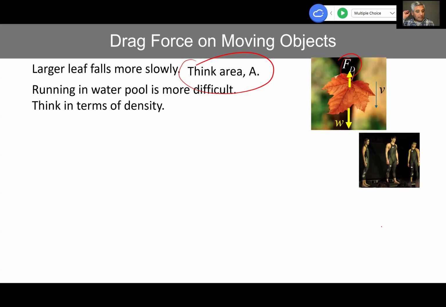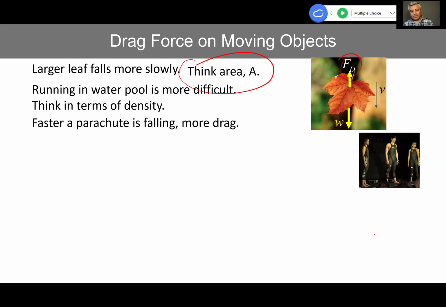Another thing is that running in water is more difficult than running in air. Why? Because water is more dense, okay? The larger the density, the larger the drag. We'll talk more about density in another chapter. For now, if you have two objects of the same size, but one is heavier than the other, then the one that is heavier, we say it's more dense. So that's how we use density here.